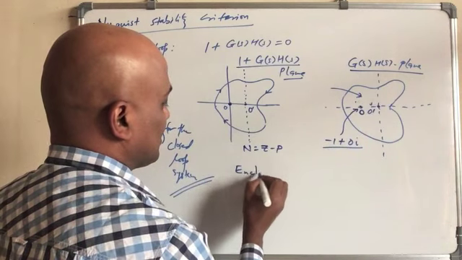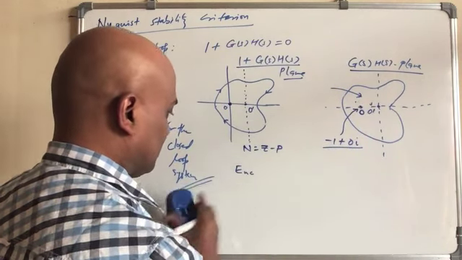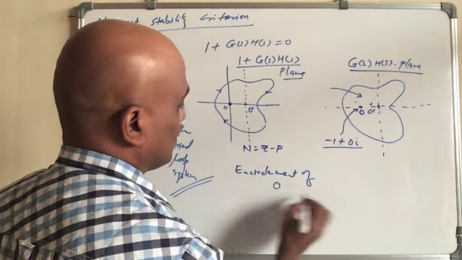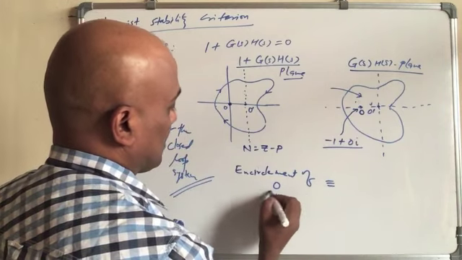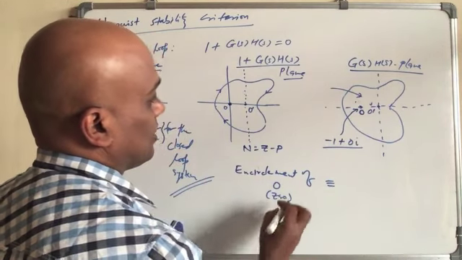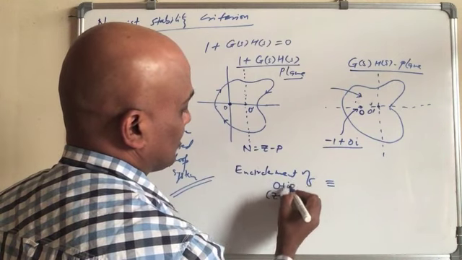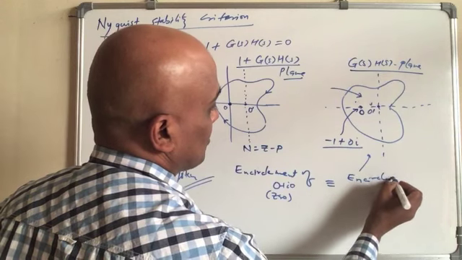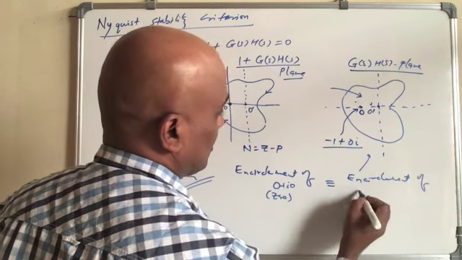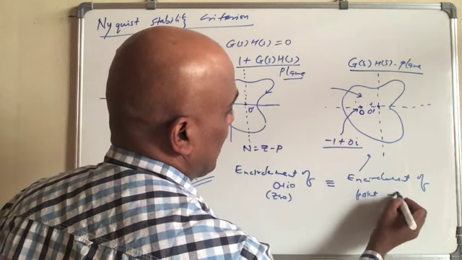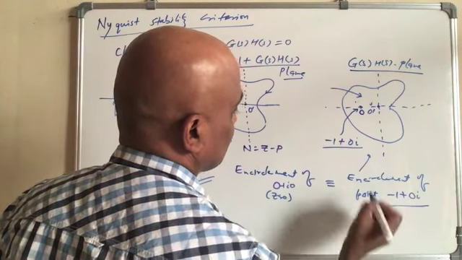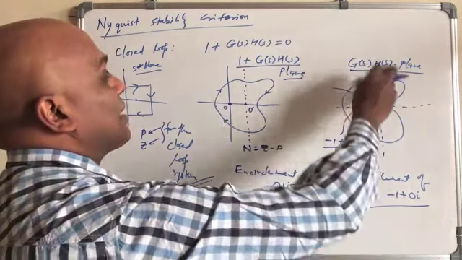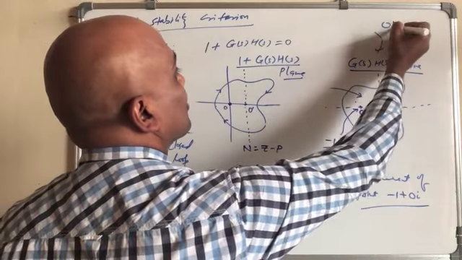So we just write that 0 plus j0 is equivalent, in this case, to encirclement of the point -1 plus j0. We have just shifted. So what we are saying now is, this is open loop.